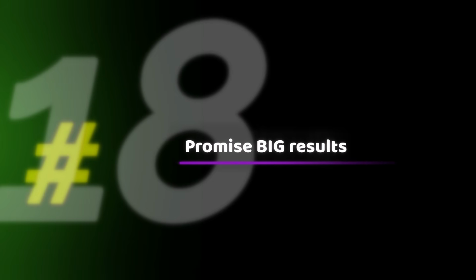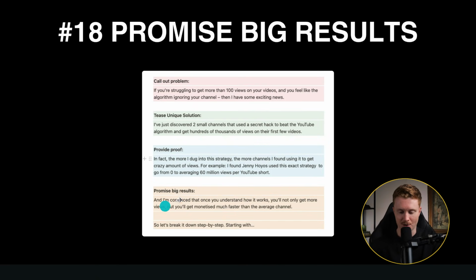All right, so the next tip when writing your hook is to promise big results. So when you're promising big results, the way to do this is pretty simple. All you have to do is promise what specific results your audience can expect if they implement everything in your video. So as you can see in this example, I've promised big results by saying, you'll not only get more views, but you'll get monetized much faster than the average channel.